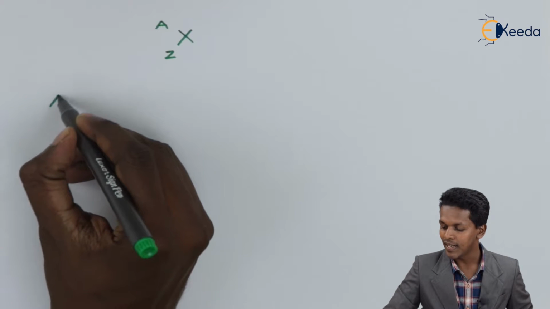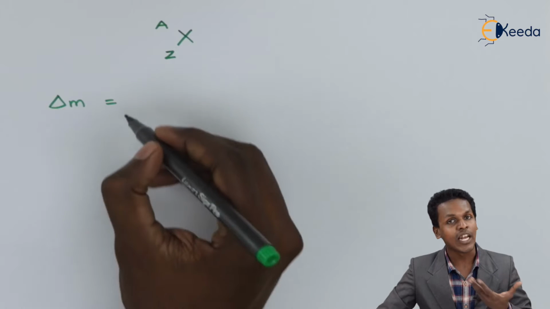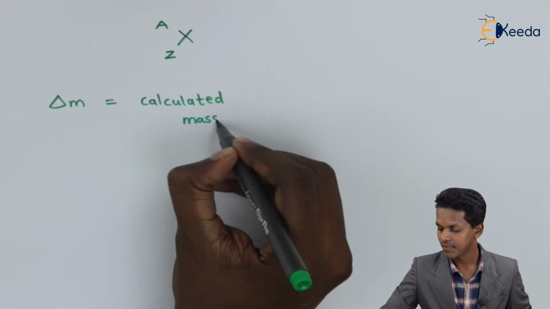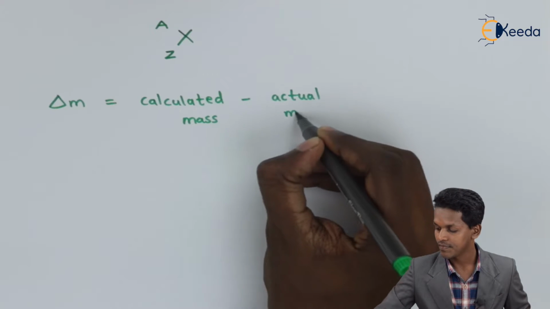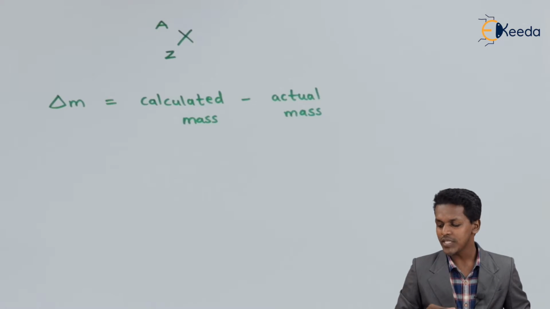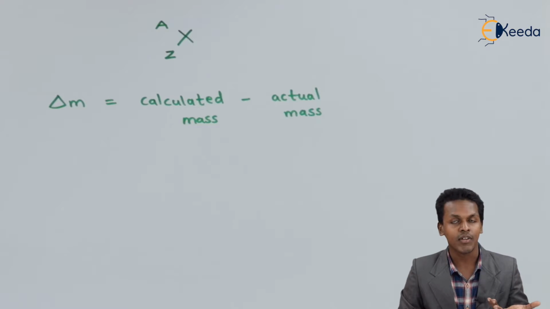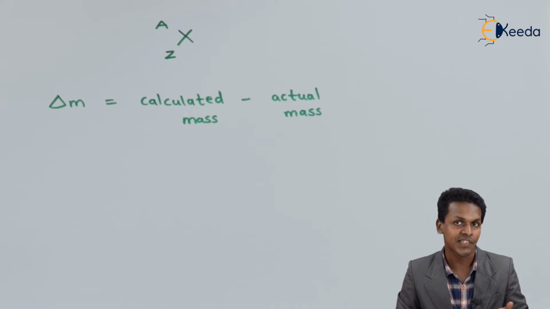So here, suppose we have to derive a relationship between the mass defect and the binding energy, so let us understand how we can calculate the mass defect. The mass defect is nothing but delta M. So delta M is nothing but the calculated mass minus the actual mass. So here we can consider the particular nuclide, and that nuclide obviously will consist of the proton, the neutron as well as the electron.